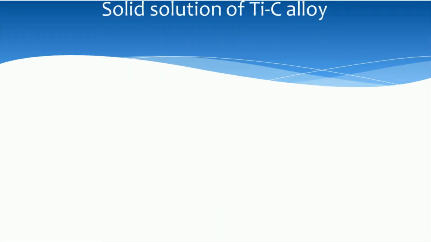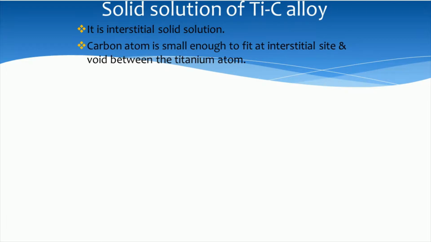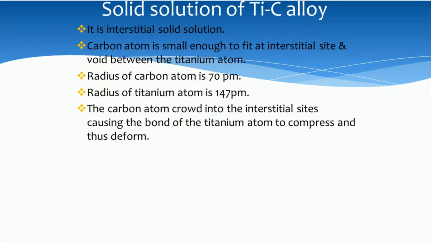Now, let us discuss the solid solution of titanium carbide alloy. Substitutional solid solution is impossible to form because the solute atom, which is the carbon atom, is not large enough to replace the solvent atom, which is the titanium atom, in its lattice position. So, for titanium carbide alloy, the interstitial solid solution forms when the carbon atom is small enough to fit at interstitial sites between the titanium atoms. The carbon atoms crowd into the interstitial sites, causing the bonds of the solvent atoms to compress and thus deform.